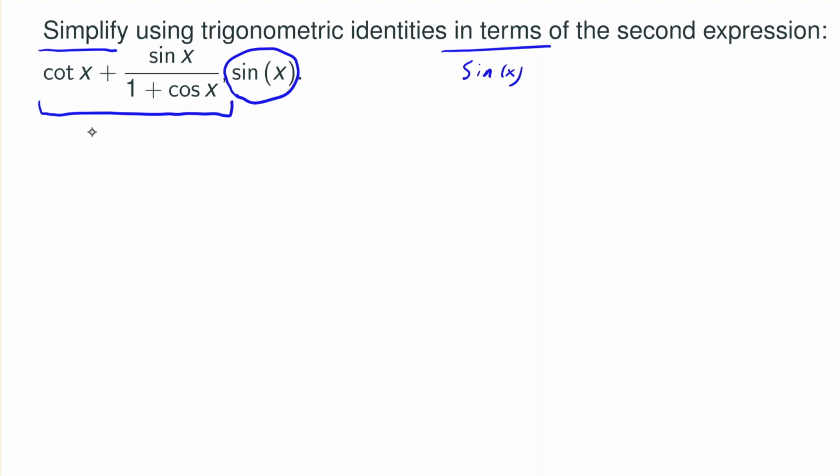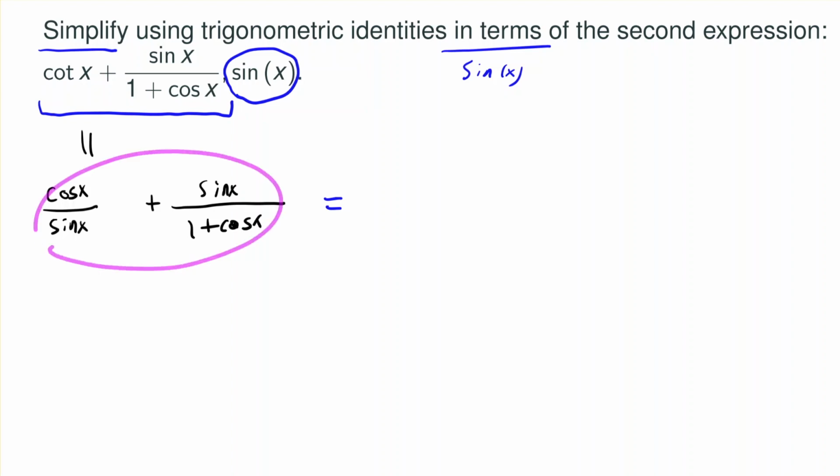We have cotangent. We can rewrite this. Cotangent is the same as cosine x over sine x plus sine x over 1 plus cosine x. Now when we add fractions, we need to have a common denominator. So if I want to combine these two fractions into one fraction here, we need a common denominator.